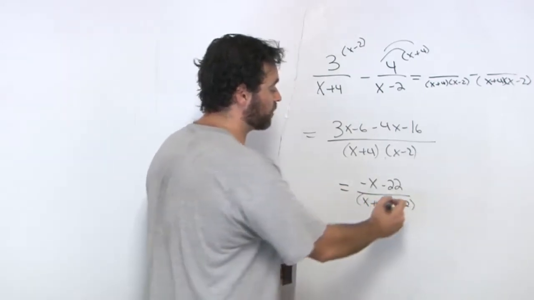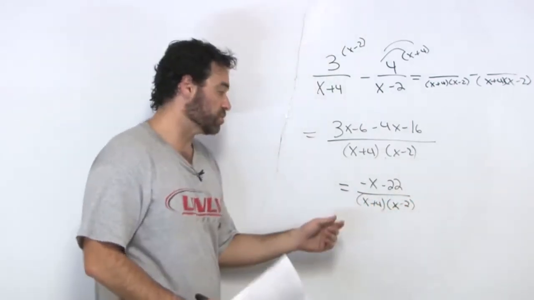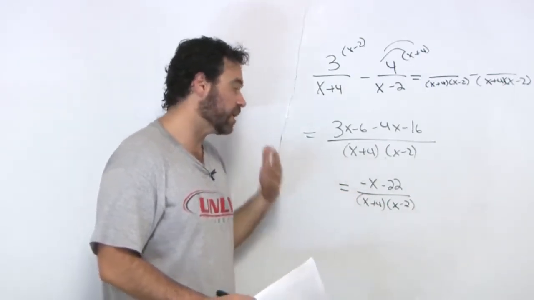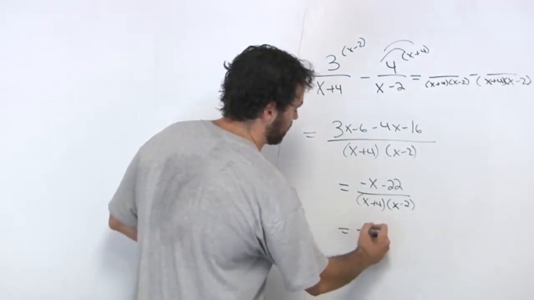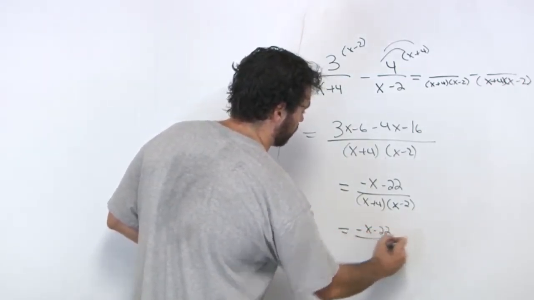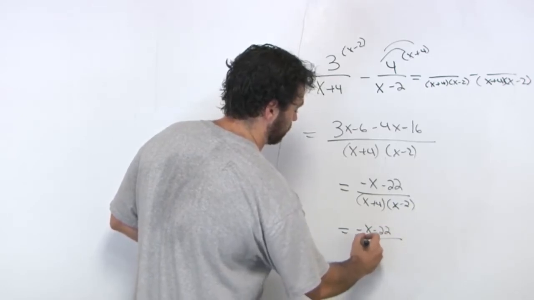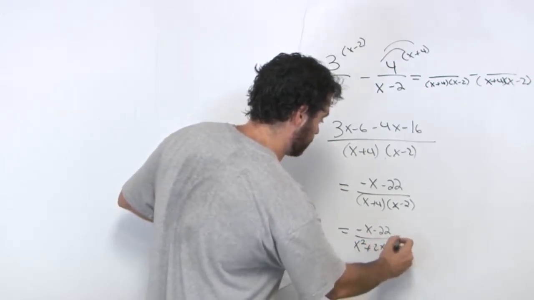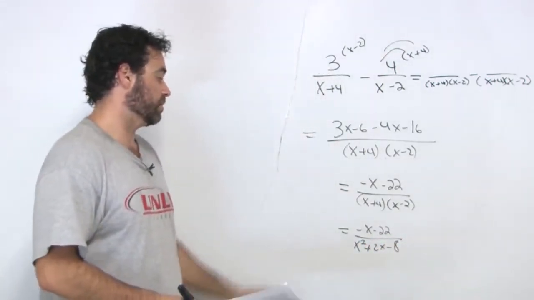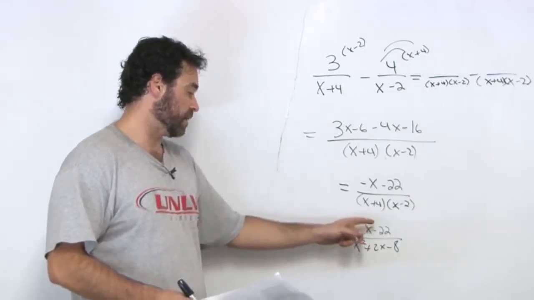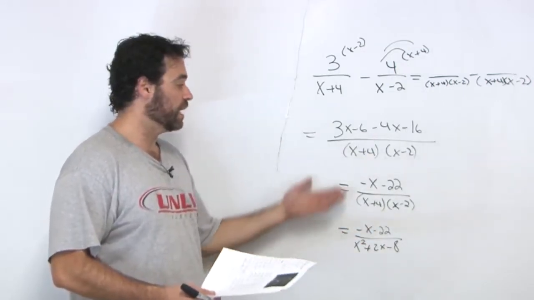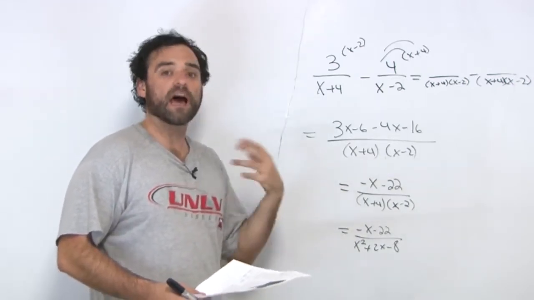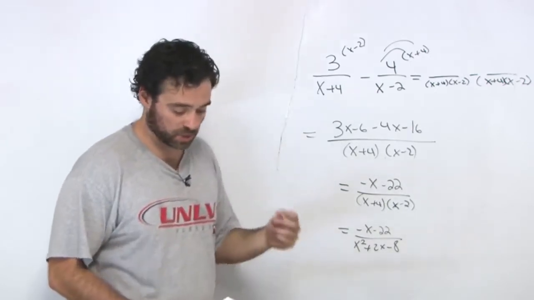Depending on how far you have to go, most teachers, most professors, most whatever would accept this as an answer. Depending on who you are, what you're doing this for, clean it up, so we'll do that extra step at the end. We say this is negative x minus 22 over x squared plus 2x minus 8. Okay, so it's negative x minus 22 over x squared plus 2x minus 8. And either one of these answers is fine depending on what you're doing it for, who you're doing it for, how far they want you to go, etc., etc. Okay.